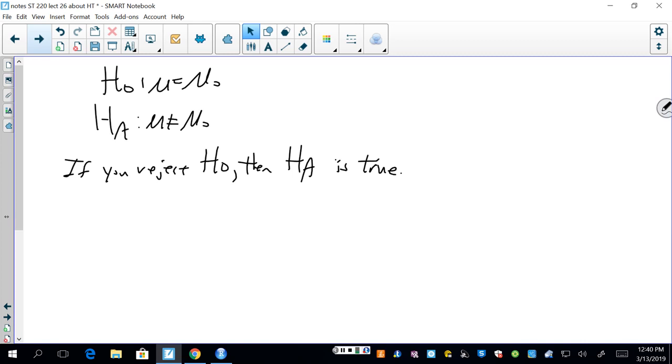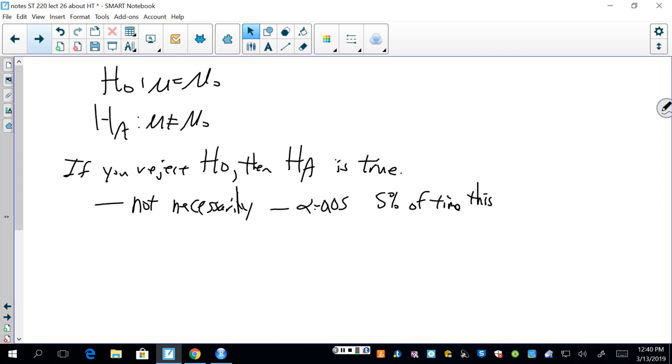There's a chance you've made an error. There's a chance you've got an unusual X bar, just by chance, even if H0 is really true. 5% of the time, we're going to make a mistake. So not necessarily. It's possible, say alpha equals 0.05, then 5% of the time this is a mistake. X bar simply is unusual, unusual by chance.